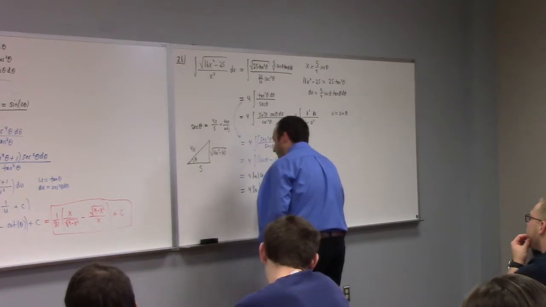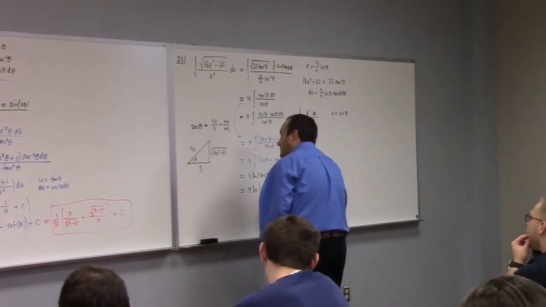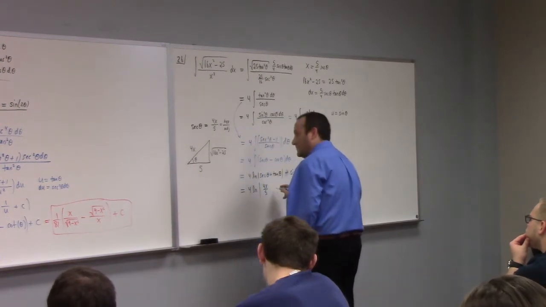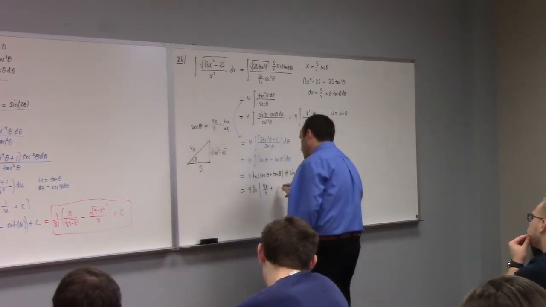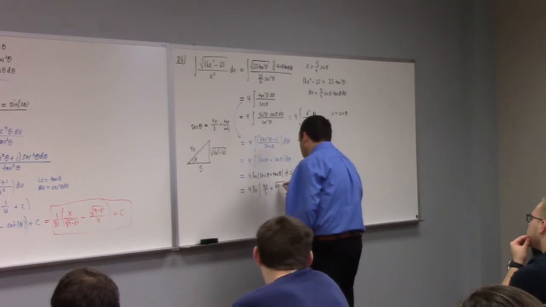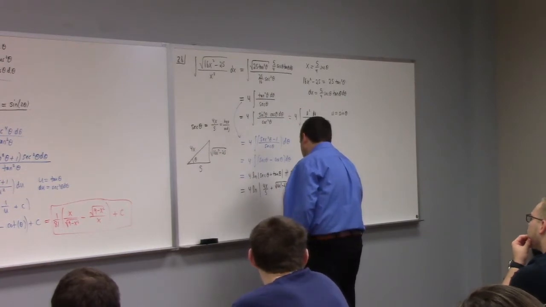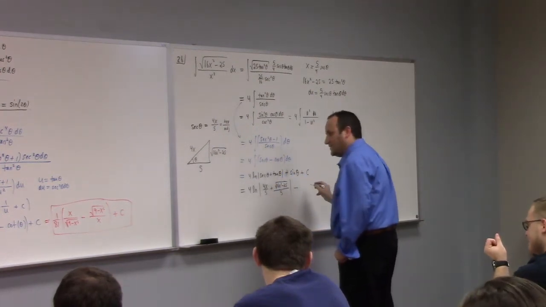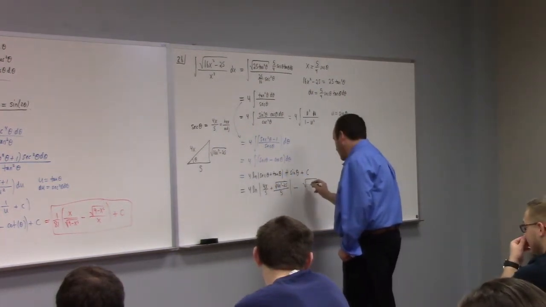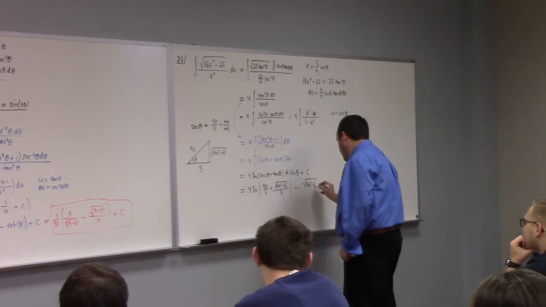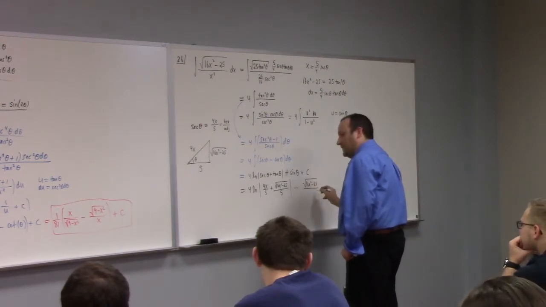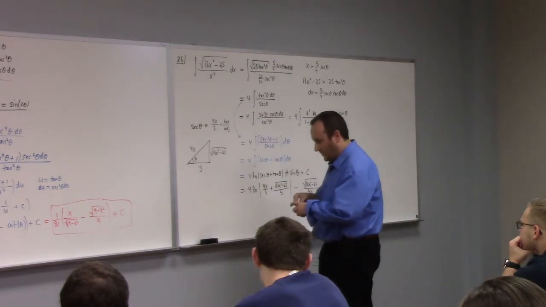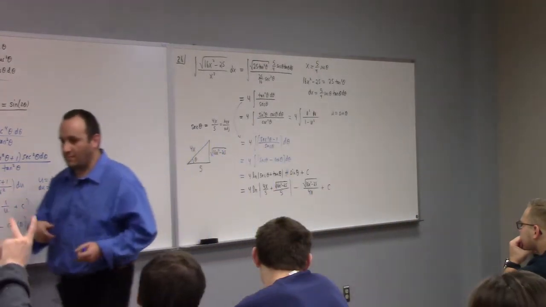4 natural log the absolute value. Secant theta was 4x over 5. Tangent theta is now clearly the square root of 16x squared minus 25 divided by 5. And then sine theta is what? Sine theta is the square root of 16x squared minus 25 divided by 4x. And then you got a constant. And there you go. Yep.